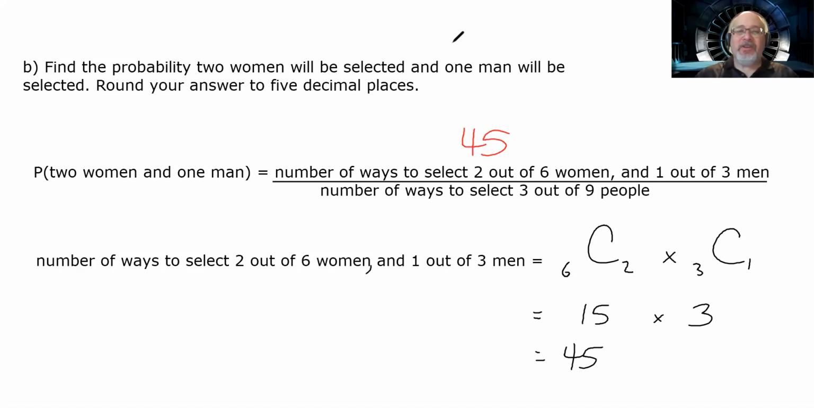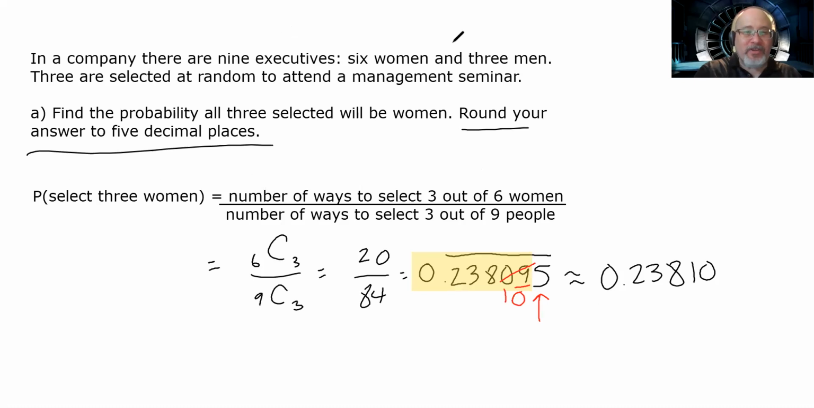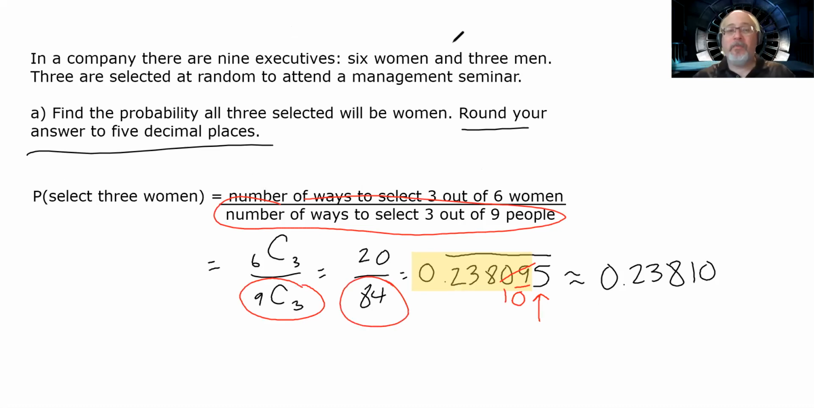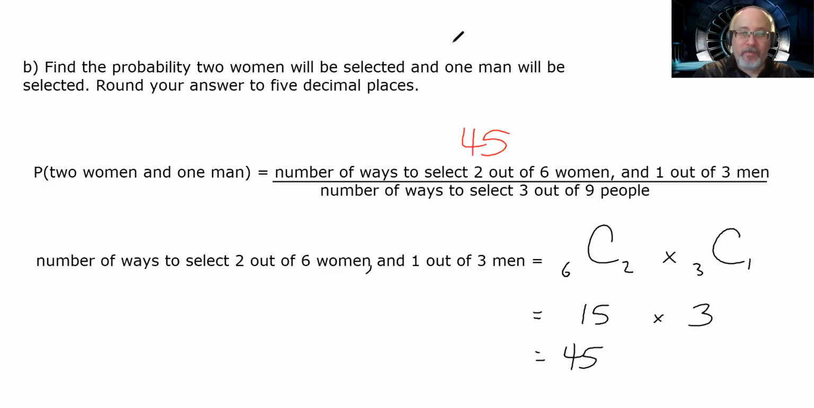The denominator is going to be easy. The number of ways to select 3 out of 9 people is exactly what we did here, and therefore will still be 84. So there's no need to reinvent that wheel. It was the numerator that was causing trouble this time. We end up with 45 out of 84, and we're being asked to round it to 5 decimal places again. Let's clean this up and figure out what that is.